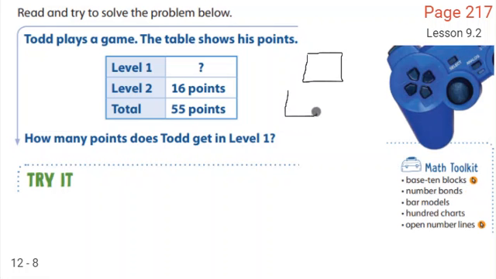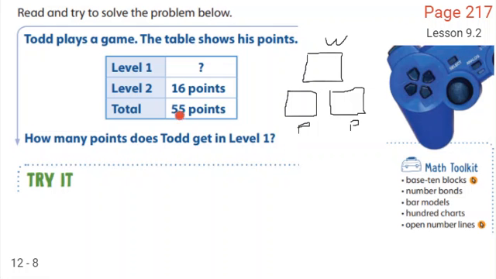So let's take a look here. I'm going to draw a number bond because I know that's what I want to use right now to solve this. Okay? Remember, this is the whole. This is a part. I'll label that whole, part, and part. All right, let's read through this. Todd plays a game. The table shows his points. Level 1. Oh, gosh, he didn't keep track of that. Level 2. He kept track of it, so he has 16 points. He has a total of 55 points. That's his whole. How many points does Todd get in level 1?